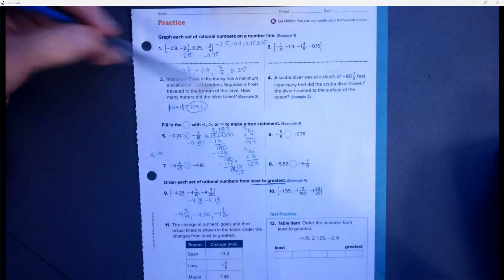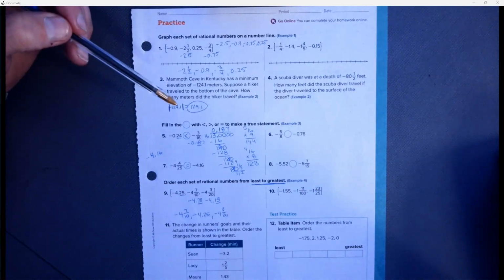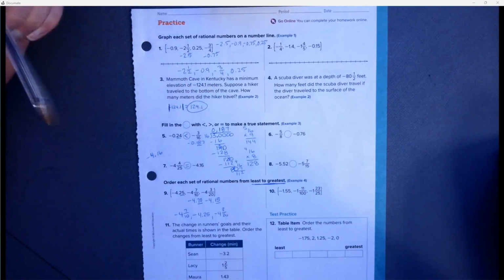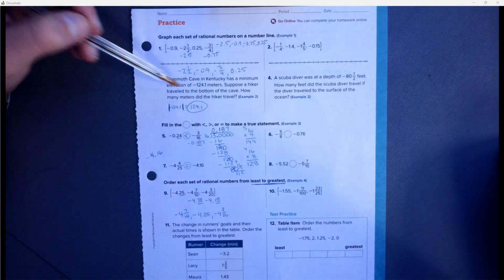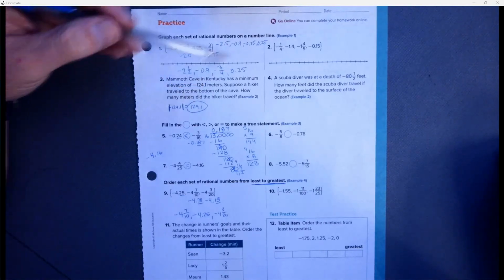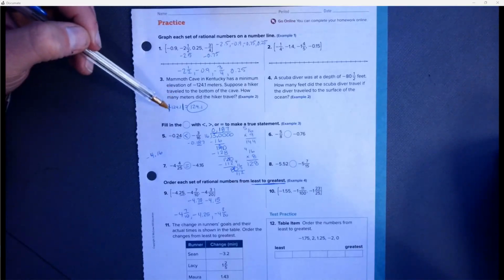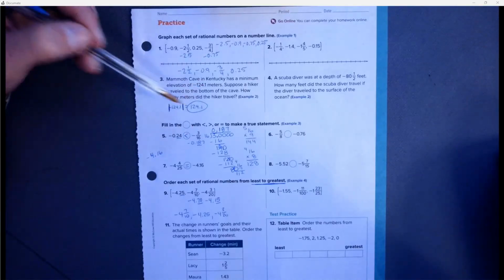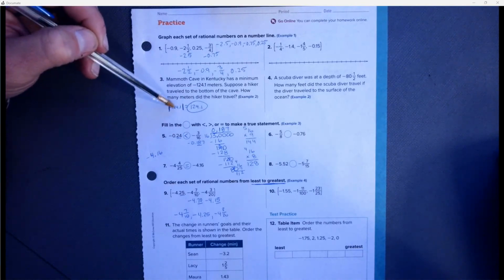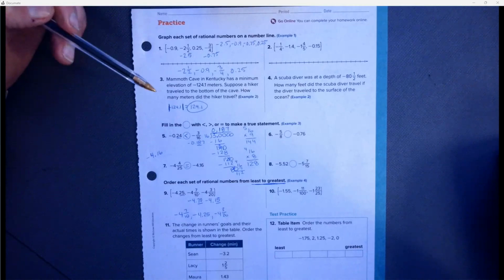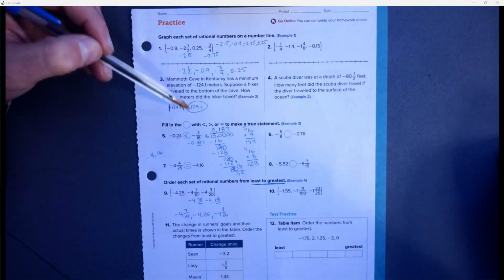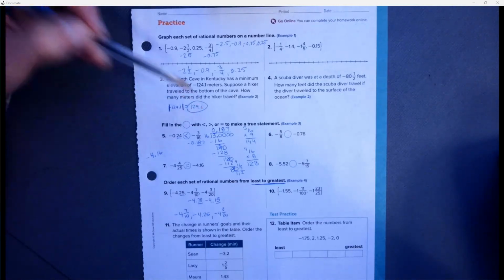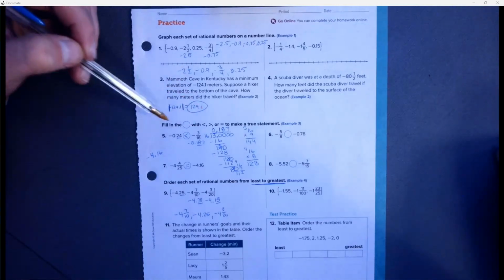Well, we know since we're talking about the distance that the hiker traveled, that it's going to have to be the absolute value of the number with the elevation. We know that it says that minimum elevation is negative 124.1. So if they hiked to that minimum elevation, we want to know the distance they hiked. So that's the absolute value of negative 124.1. We know absolute value is always the positive of whatever the number is inside there. And distance is always positive. So they traveled 124.1 meters in the cave.